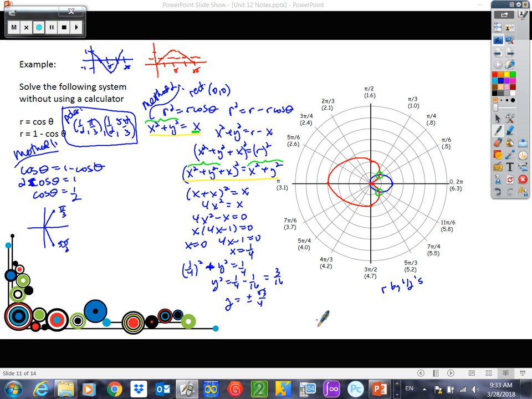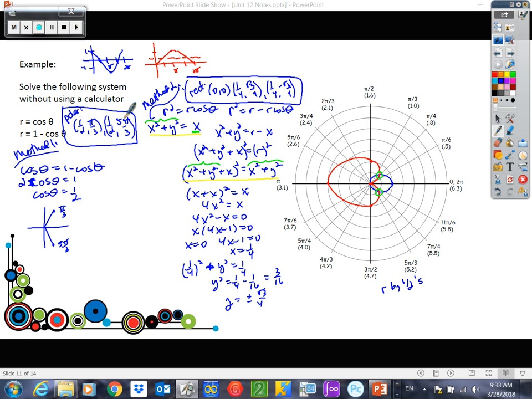Okay, so I have two other solutions. I have 1/4, √3/4 and 1/4, negative √3/4. These are my rectangular solutions. Now what they want us to do is to take those rectangular solutions and put them back in polar form. It really should be an easy matter to do that, and it serves as a double check for our first method. So 0, 0 in rectangular form can just be 0, 0 in polar form.